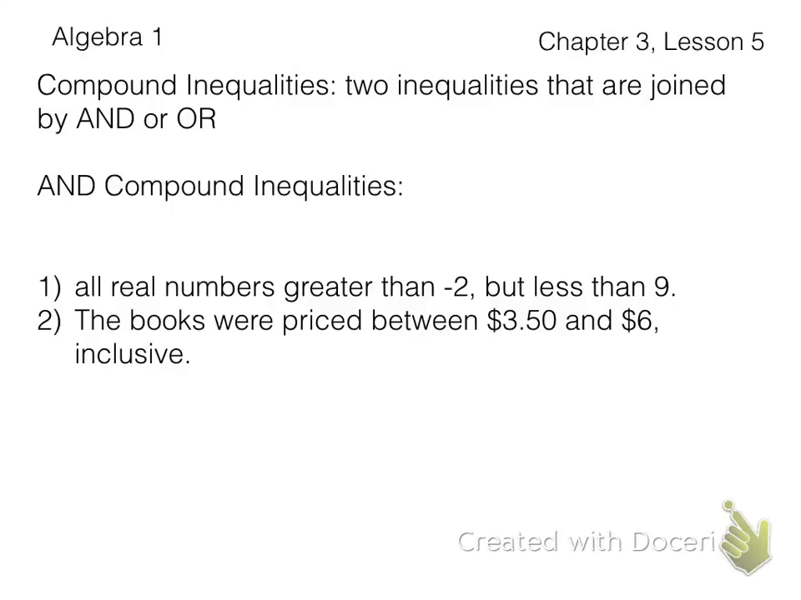If it's both, it's "and." If it's only one, it's "or." Okay? So, "and" compound inequalities.